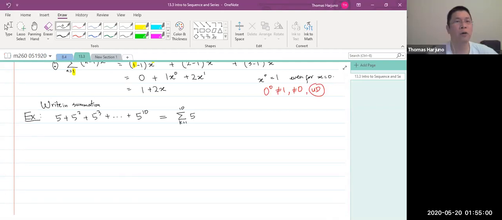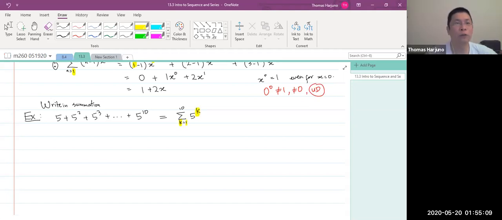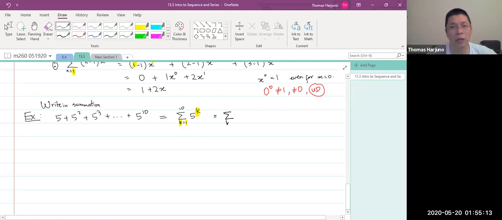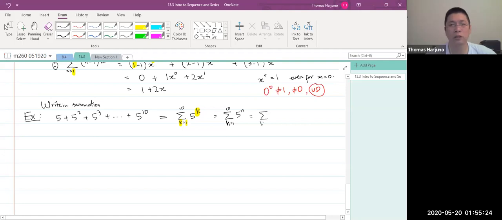It's 5 to the power of k, because you use k here. If you want to use n, that's fine. You can use n, but it means you use n as your index. You see what I mean? Or you can also use t. t equals 1 to 10, then this will be 5 to the t. That's okay, either one.